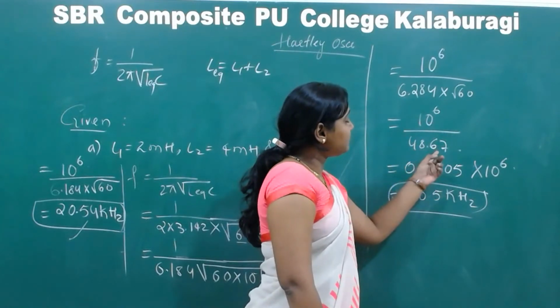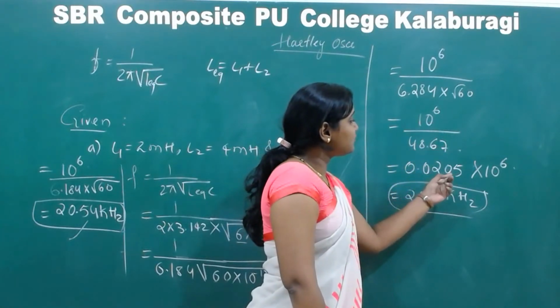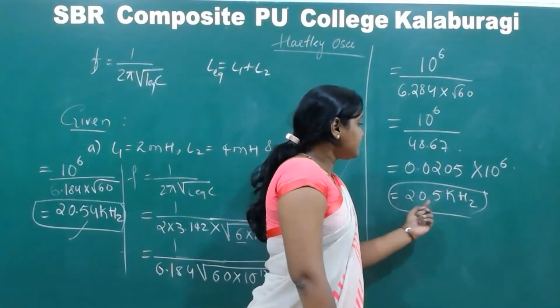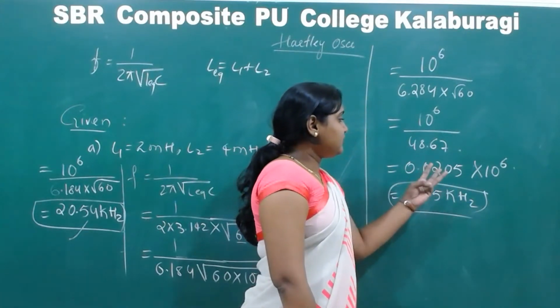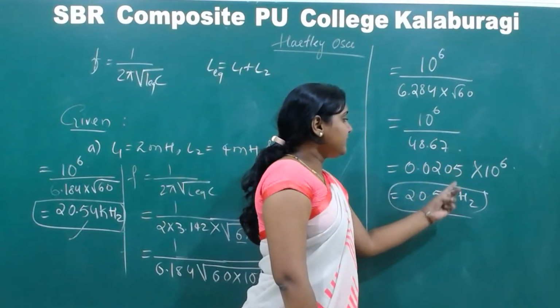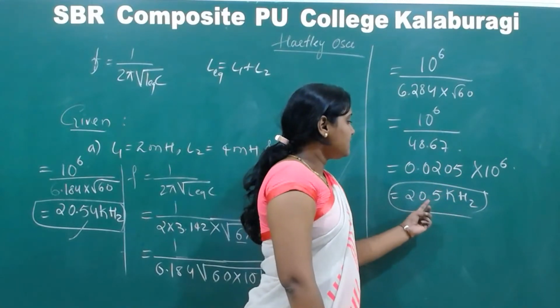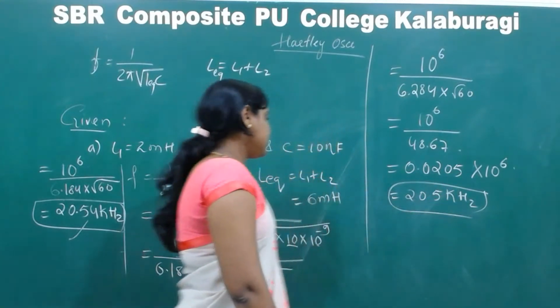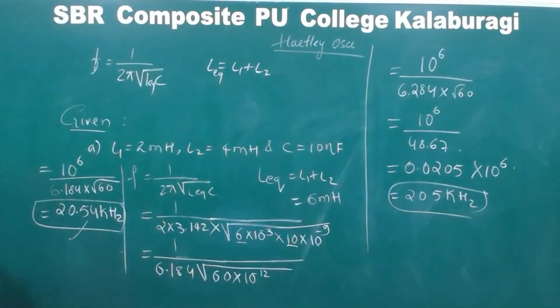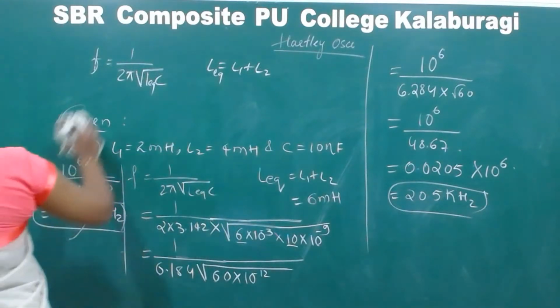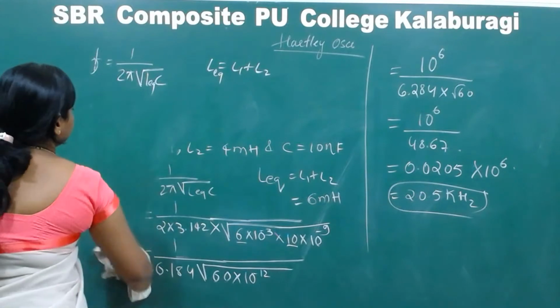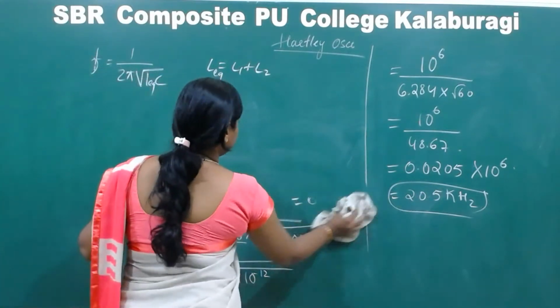1 divided by 48.67 is 0.0205 into 10 to the power of 6. Shifting the decimal point by 3 numbers towards the right, it is going to make it kilohertz. So 20.5 kilohertz is the final answer for the given values. Next, the next part we are going to see now.